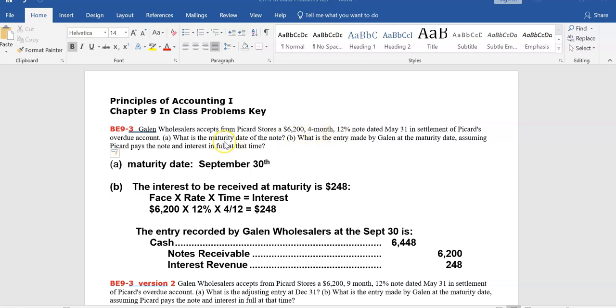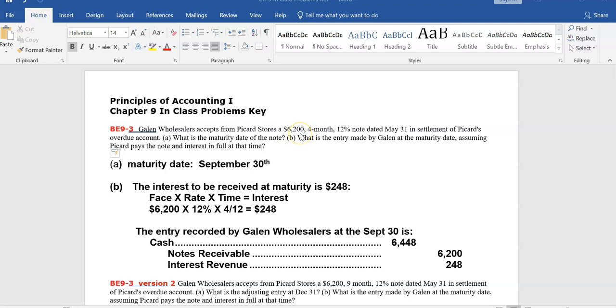So the first question, what is the maturity date of the note? If the note is dated May 31st and it's a 4-month note, it means that note will mature at the end of September, because essentially it will be all of June, July, August, and September, and then it will mature. So September 30th would be the maturity date. The entry that will be made by Galen at the maturity date will involve the payment of the interest on the date of maturity along with payment of the note.